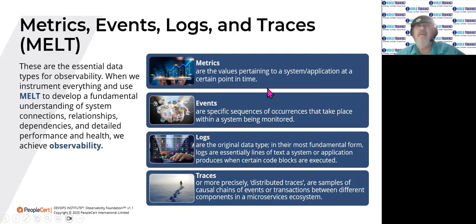So there's a brief definition of each of these MELT acronym letters here. So metrics are the values pertaining to a system's application at a certain point in time, various types of metrics. They could be calculated from other data, maybe something available on a dashboard or coming through an event or a log. Events are specific sequences of occurrences that take place within a system being monitored. So events usually have an association with time, relative time, absolute time.